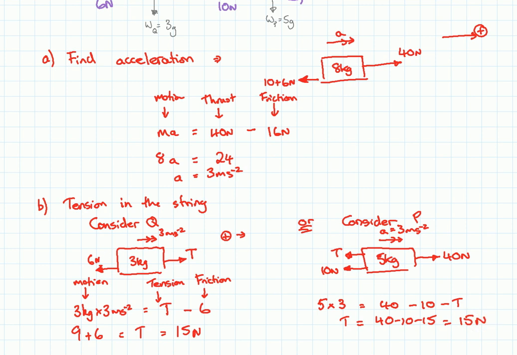So we get the same solution. They go on and ask you things about what are the assumptions. Well, inextensible, the masses will move with the same acceleration and the same velocities. Light, the tension will be the same at both ends because there's no force or weight in the string itself to change that tension. So that's the first type of problem.